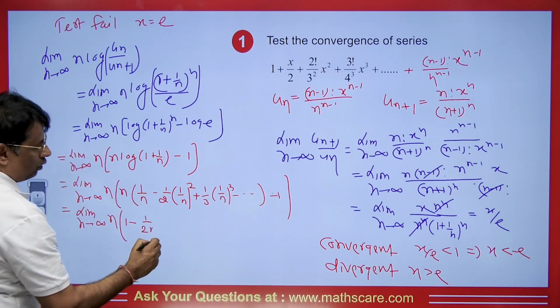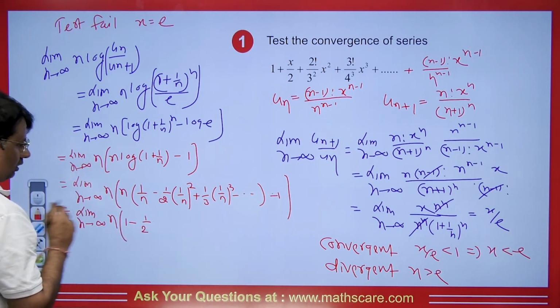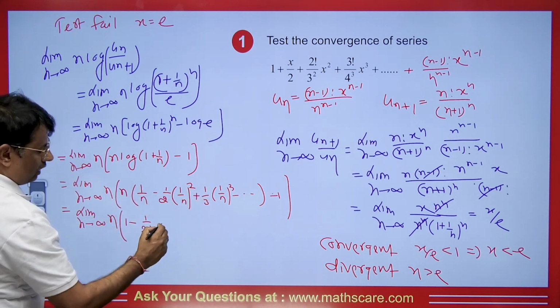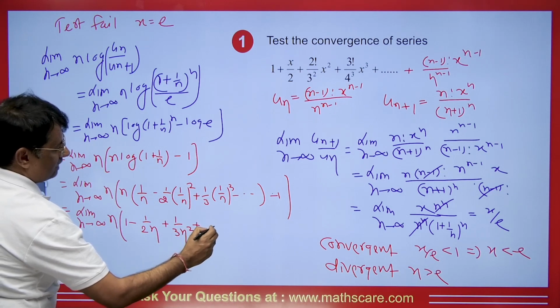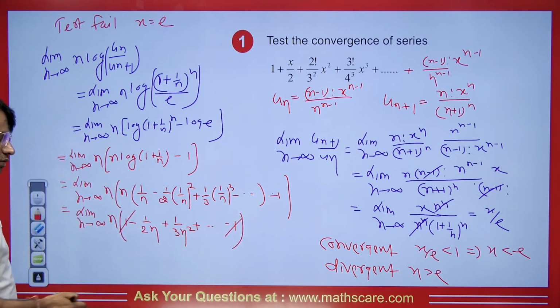N will be cancelled by n. We will get 1 by 2n. So we will get 1 divided by 2n because n will cancel n. This will be 1 by 3n square because n is cancelling n here too, right? So this is how it will be formed. We are left with this minus 1. What will happen to this? 1 will be cancelled by 1.